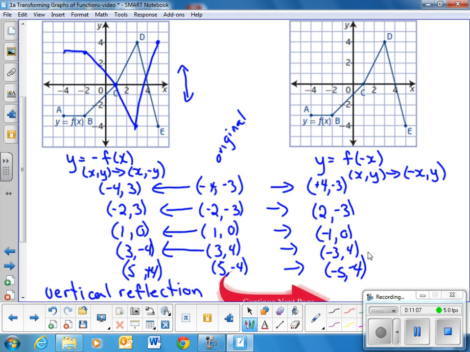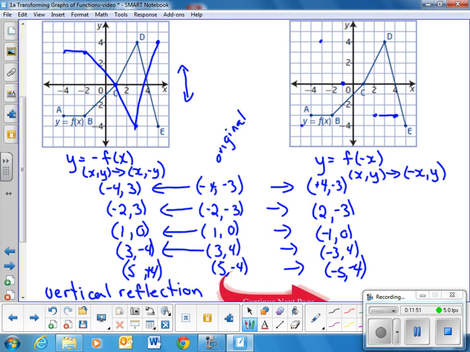Graphing those, I start at the top, 4 and positive 3. Something doesn't look right there. Let's have another look at that. Sorry, 4 and negative 3. 2 and negative 3. Negative 1, 0. Negative 3, positive 4. Need to move that up one. And negative 5, negative 4.